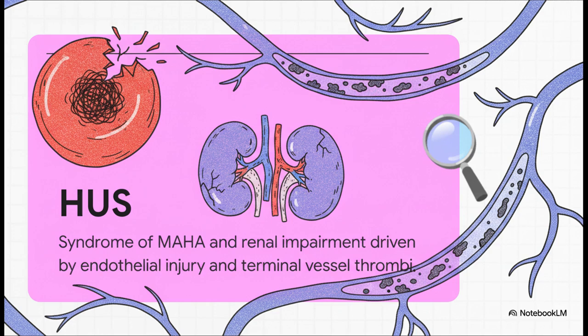Okay, let's jump right in and define exactly what we're looking at. At its core, hemolytic uremic syndrome is essentially this catastrophic combination of two things: red blood cell destruction, which we officially call microangiopathic hemolytic anemia, or MAHA, and acute kidney failure. This whole destructive process is driven by severe injury to the endothelial cells that line our blood vessels. That injury is what leads to these tiny, microscopic clots forming right in the terminal vessels.